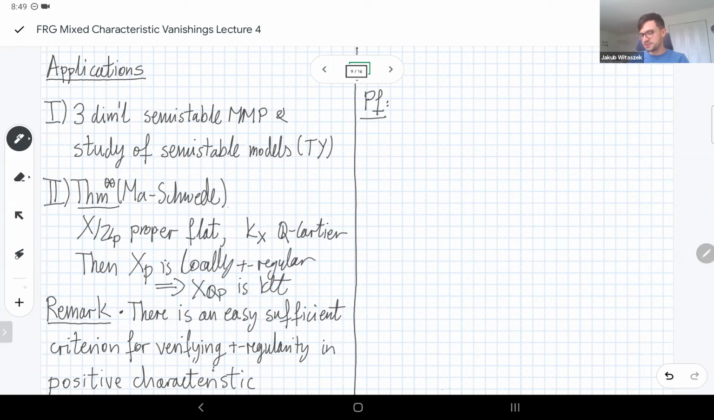And this is really fun because let me point out that there is an easy sufficient criterion for verifying plus regularity in positive characteristic. For experts, what we do is we may apply Fedder's criterion for checking F-regularity, and then use the fact that F-regularity implies plus regularity.